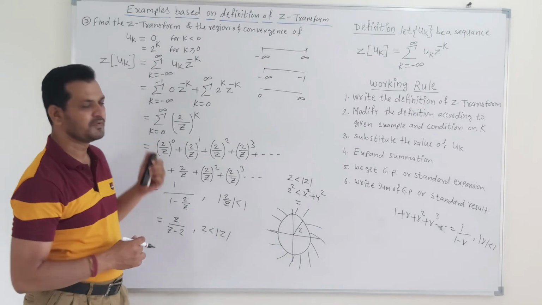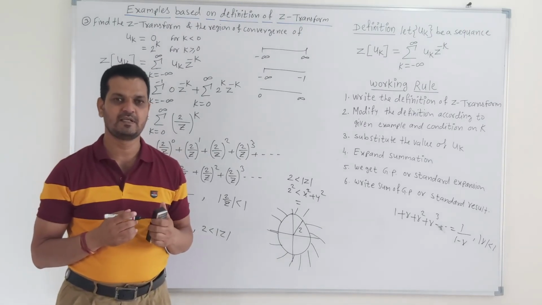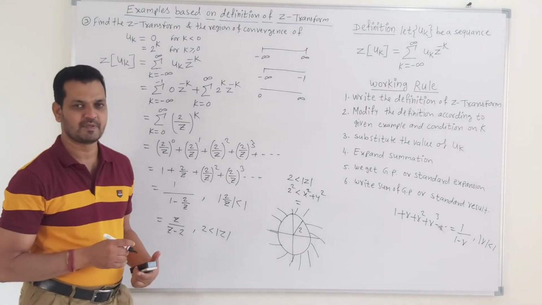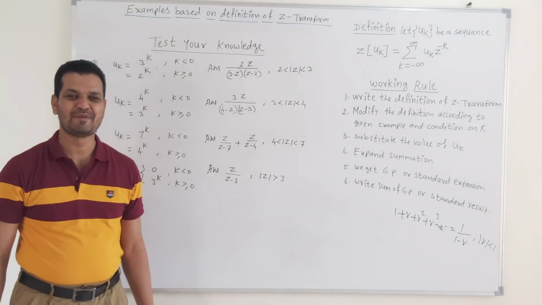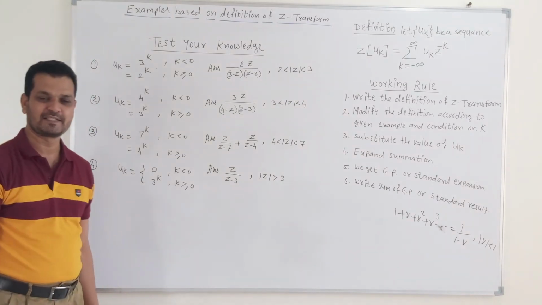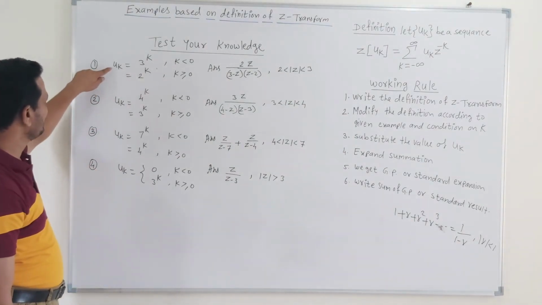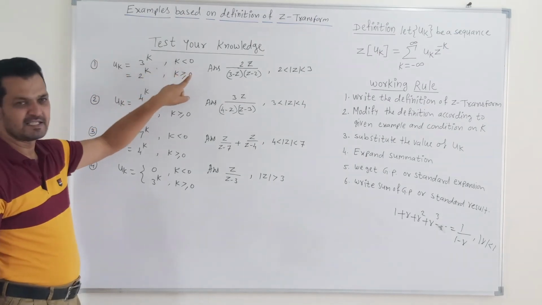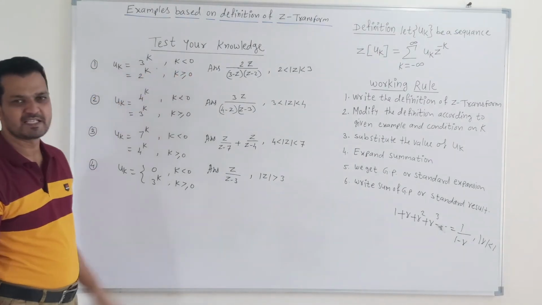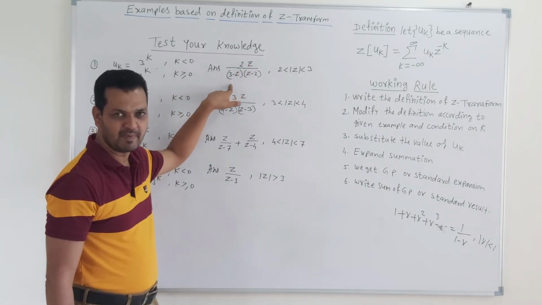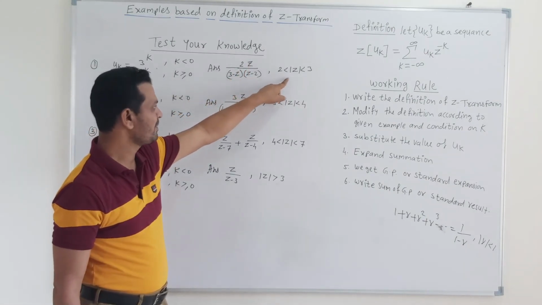Here friends, we solved 3 examples based on the definition of z transformation. Now let's take some examples for your practice. Friends, it is time to test your knowledge. For your practice, 4 examples are given. The first example is the sequence uk equal to 3 raised to k for k less than 0 and 2 raised to k for k greater than 0. The answer to this is 2z upon (3 minus z)(z minus 2), where mod of z lies between 2 and 3.